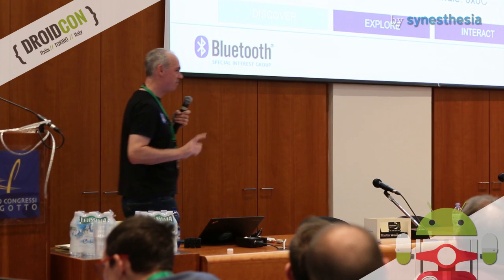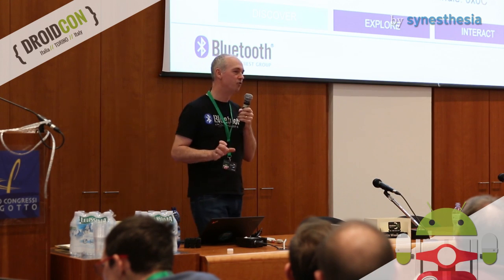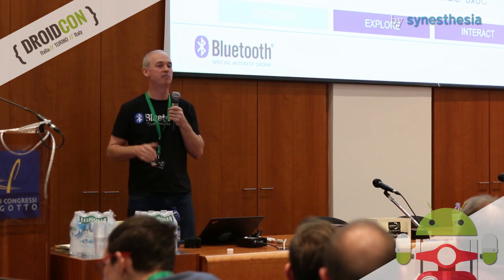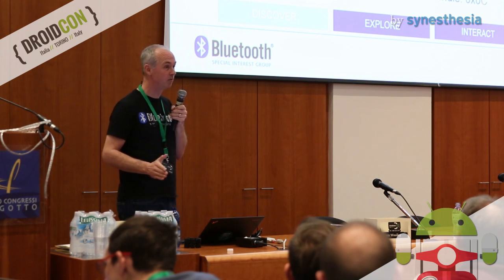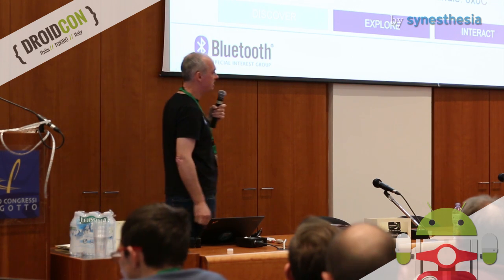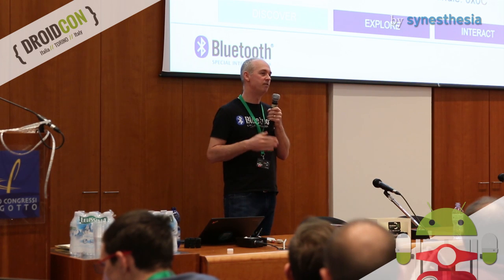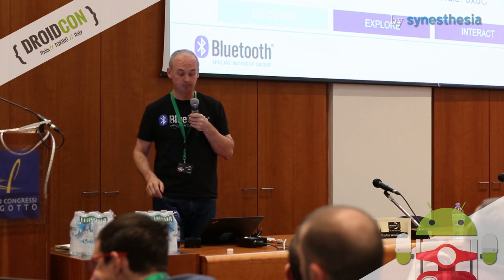UUIDs represent a type. Remember that. Sometimes you can have multiple instances of the same type. You could have more than one battery service if you have more than one battery in your device, for example. They would have the same UUID and different handle values to differentiate the two instances of that service. Hope that makes sense.